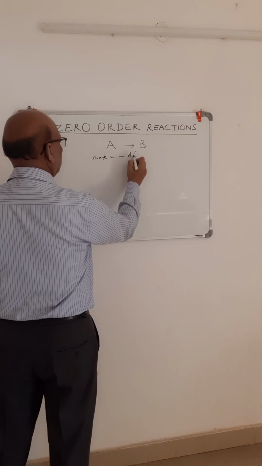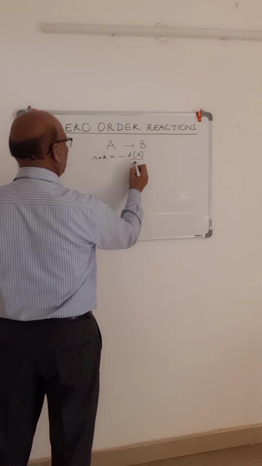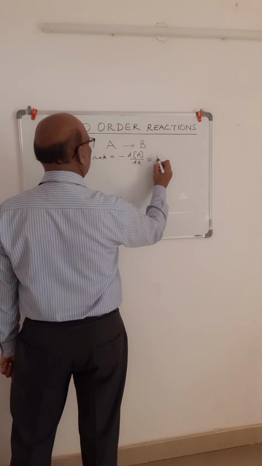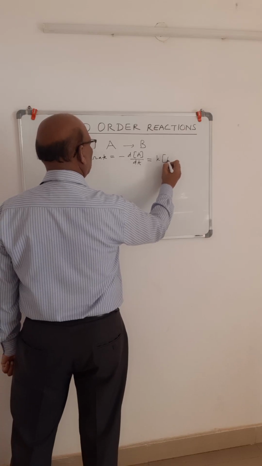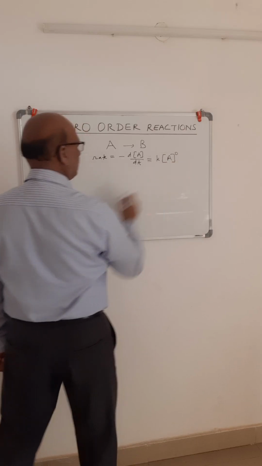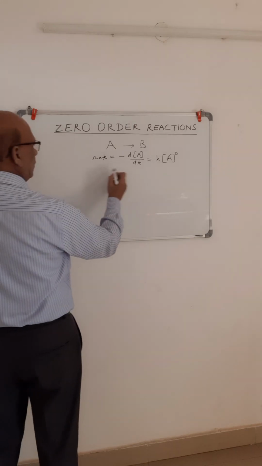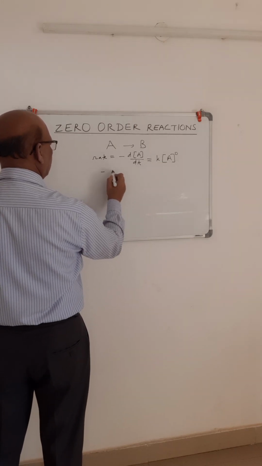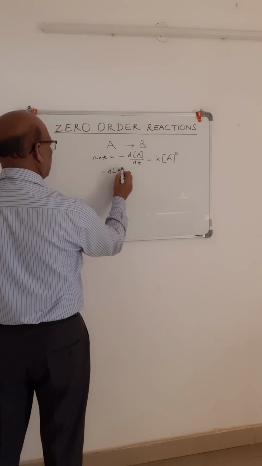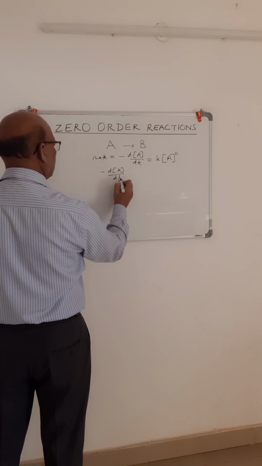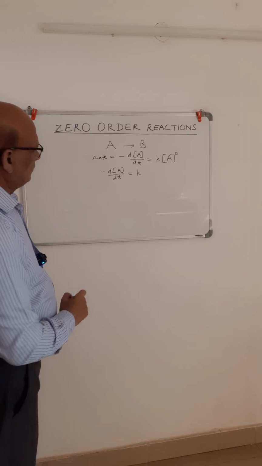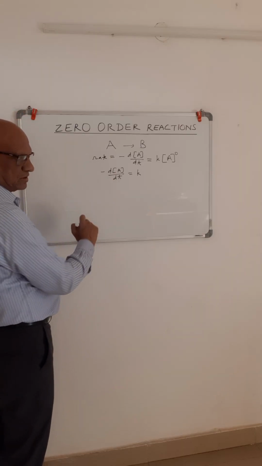minus d of A upon dt is equal to K, that is rate constant into concentration of A to the power 0, and because this is a zero order reaction, we can write this as minus dA upon dt is equal to K. So this is the differential equation which represents zero order reaction.